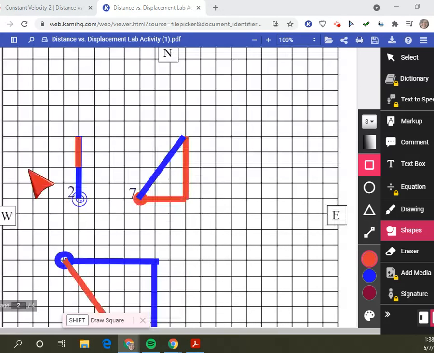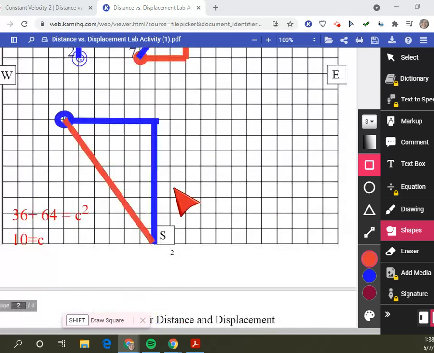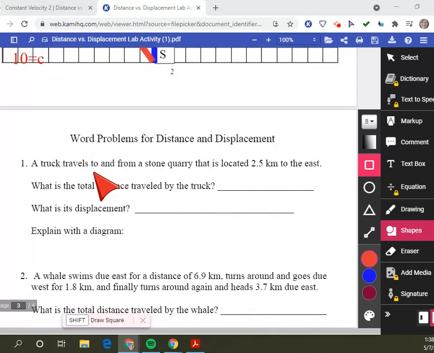All right, so you should have a lot more drawings on your graph than I do. But let's go ahead and look at the word problems. This is kind of going to be what your test questions are going to look more like. A truck travels to and from a stone quarry that is located 2.5 kilometers to the east. What is the total distance traveled by the truck? What is its displacement? Explain with a diagram.